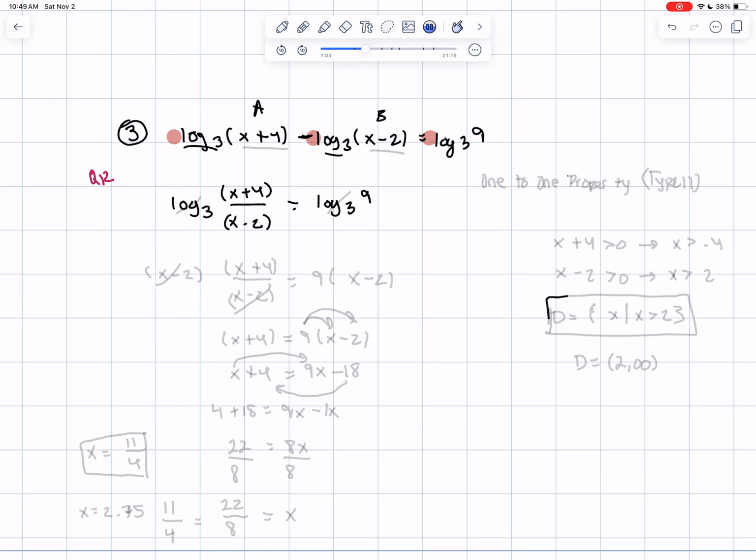But now we have to use our new rule, which is the 1-to-1 property, which states if they have the same logarithm on both sides, that means they can disappear, they go away. And then we're left with x plus 4 over x minus 2 equals 9.